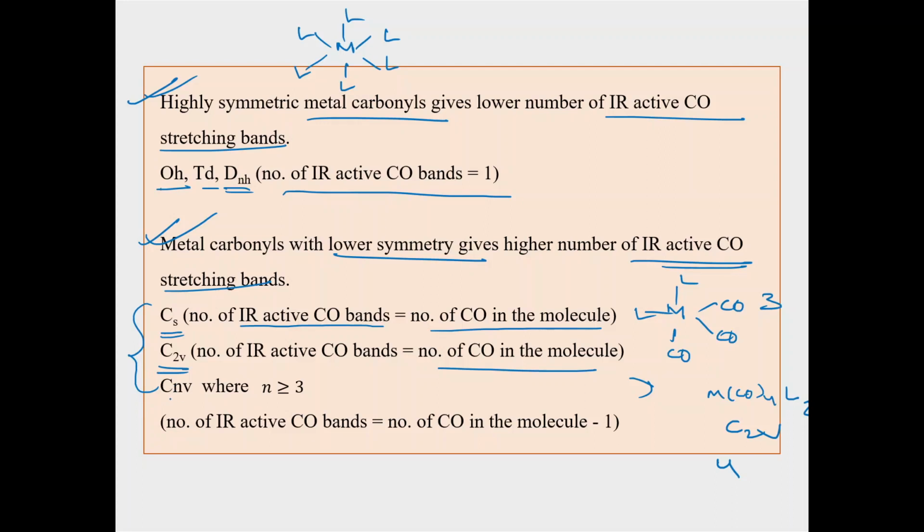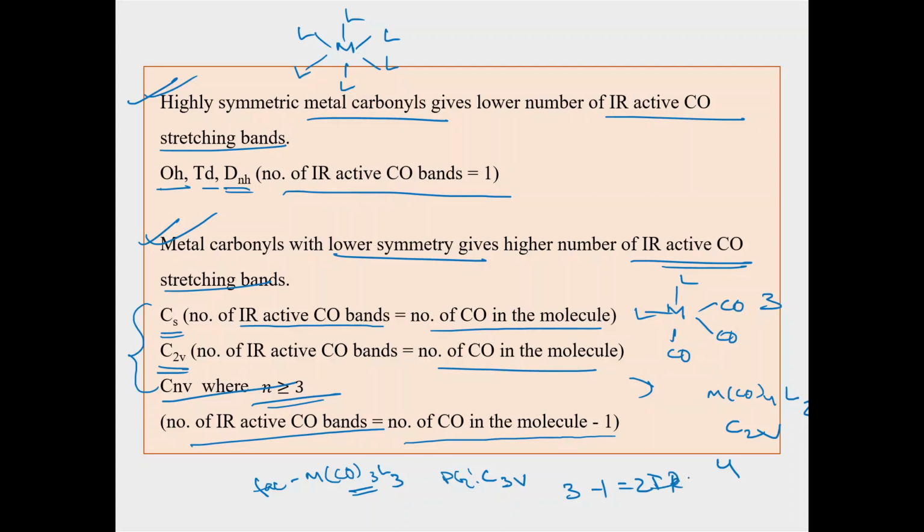Okay. Then for C_nv type of molecules where n is greater than or equal to 3, the number of IR active carbonyl bands is equal to the number of carbonyls in the molecule minus 1. An example of this is M(CO)3L3, the fac isomer of this. Here the point group of this molecule is C3v and it has 3 carbonyls present, then 3 minus 1, so 2 IR active bands are there.